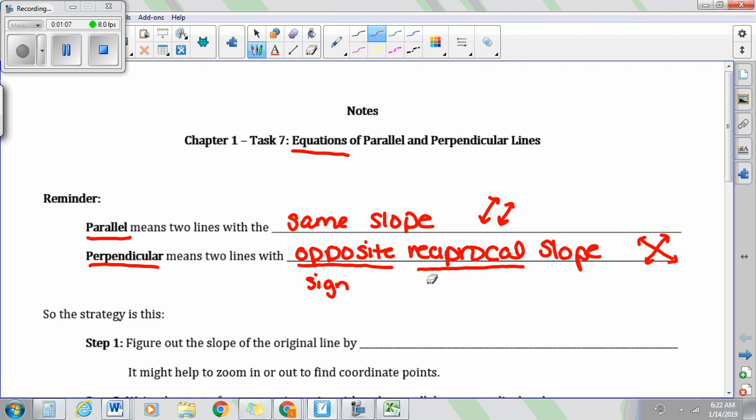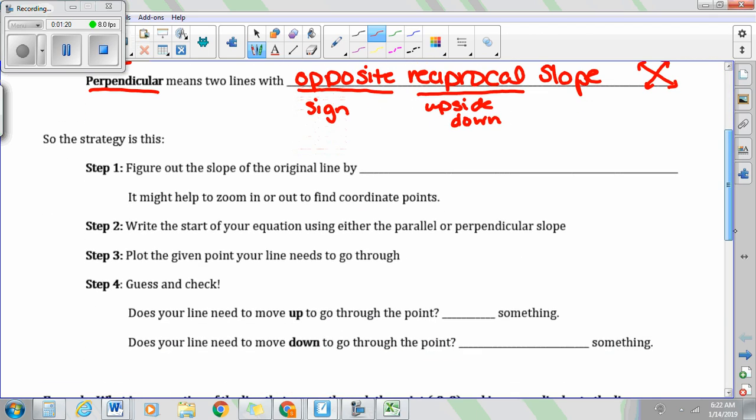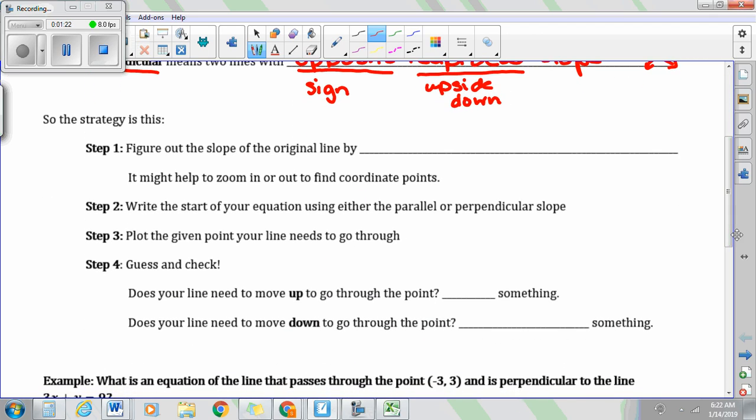Reciprocal means upside down, as in literally turn the fraction upside down. Instead of 2 over 3, it would be 3 over 2. So the strategy is this, and let me scroll down so I can get all the steps on one page. Step 1, figure out the slope of the original line by counting.